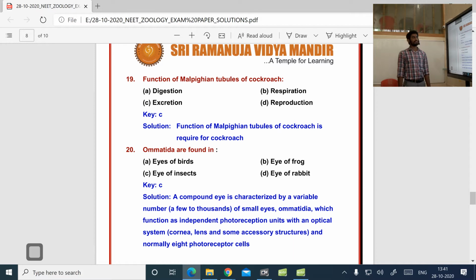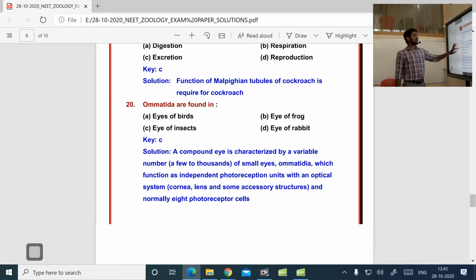Next, the 19th one you can see, student, the function of the Malpighian tubules of cockroach. Very easy question. They are from the phylum Arthropoda, which we also discussed, and the answer is excretion. Next, very easy question. Ommatidia are found in which of these? Eyes of birds, eyes of frog, eyes of insects, eyes of rabbit. There is no doubt at all, eyes of insects.